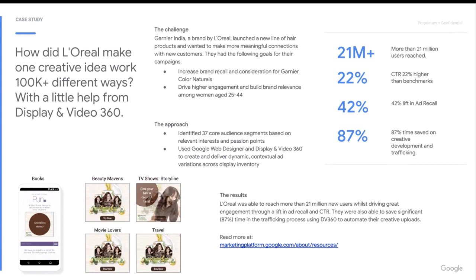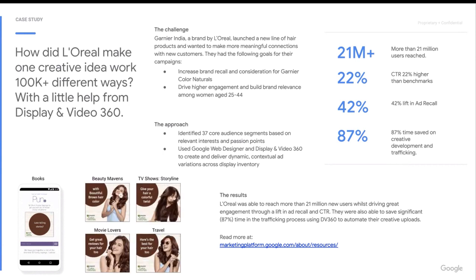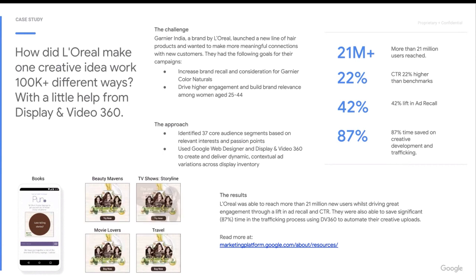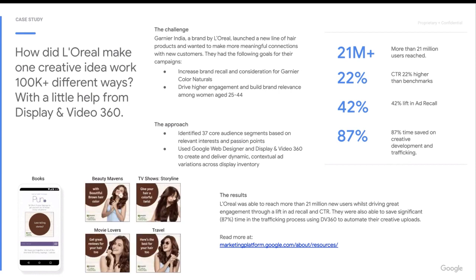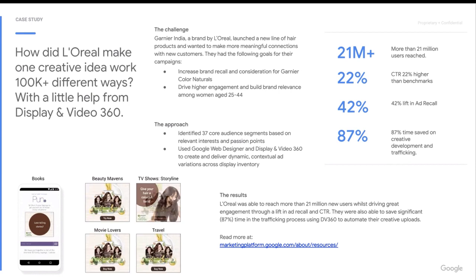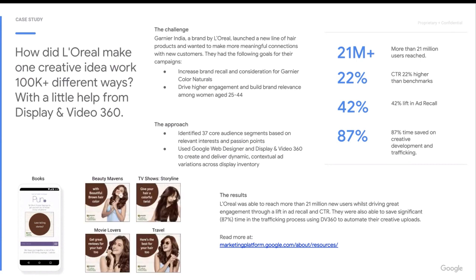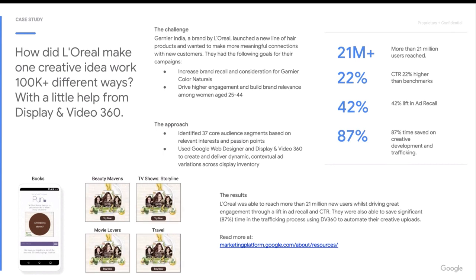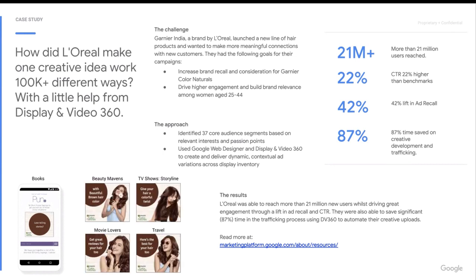They were able to get the engagement they wanted through an uplift of 22% in their click-through rates. They got a 42% lift in their ad recall, and they were able to save 87% of time on developing the actual creatives by using DV360 and Google Web Designer. So you can read more about these case studies on our GMP website.